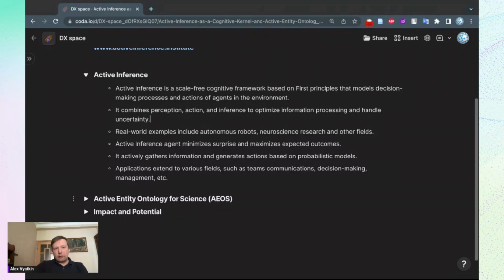As I mentioned, it could be applied to various fields, and we are, as an institute, starting from ourselves, in the beginning from team communications, and later we see paths to decision-making, management, governance, and a lot of other things related to organizations as entities and as agents.